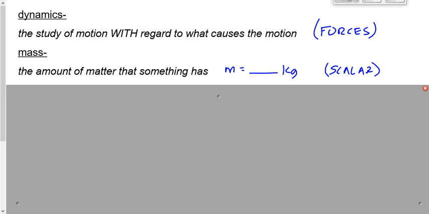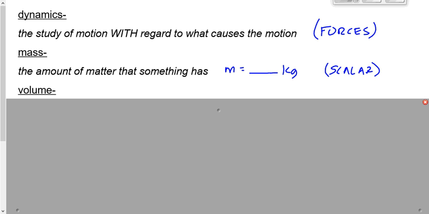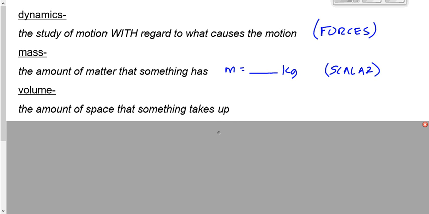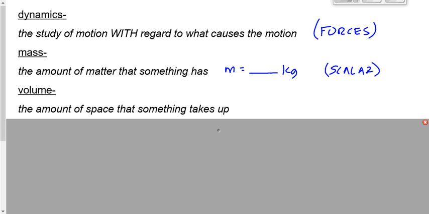Now, we compare that to volume. Volume is not the amount of matter that something has, but rather the amount of space that something takes up. The symbol for volume would be V, although we're not going to lose sleep over that because we're not actually going to use that in this unit. But it is capital V.